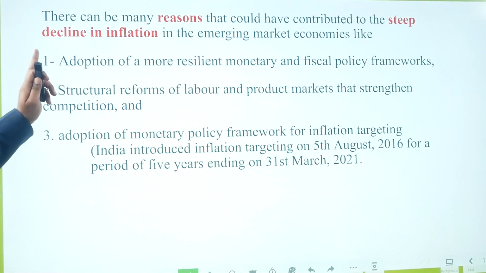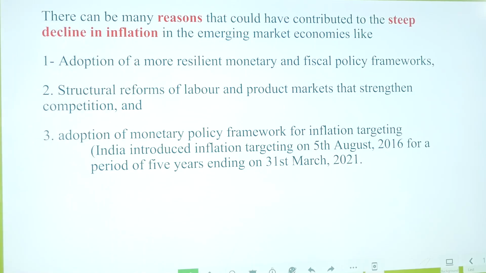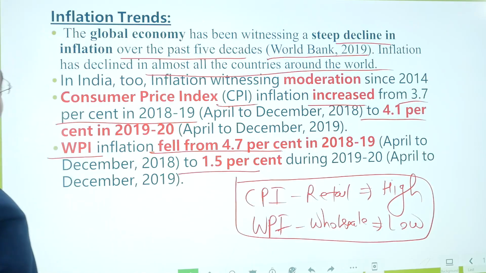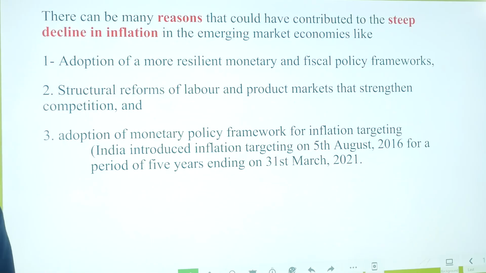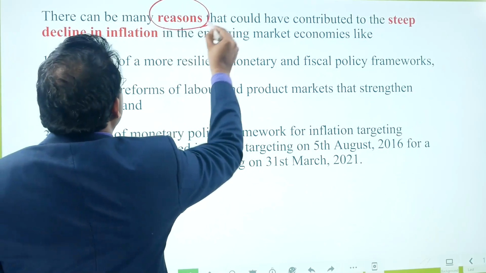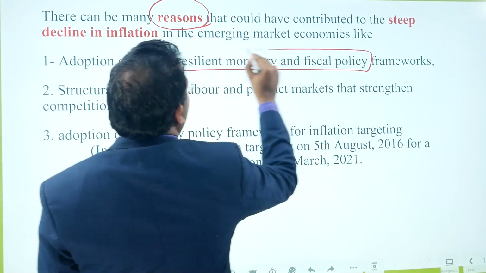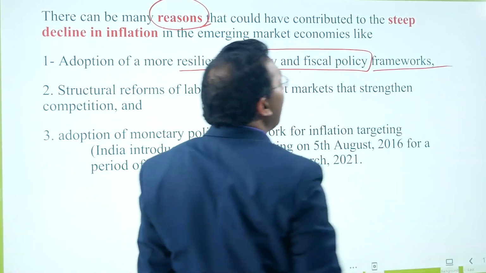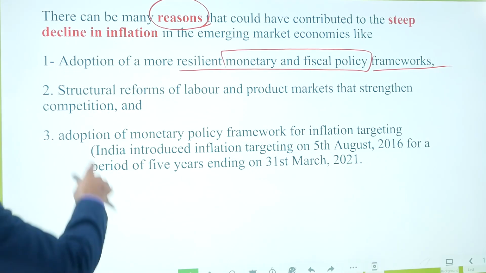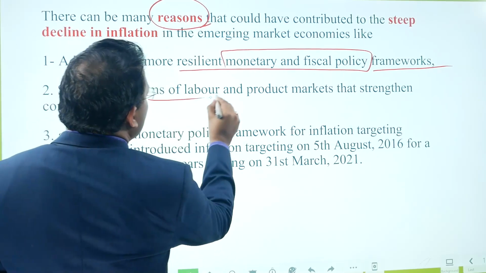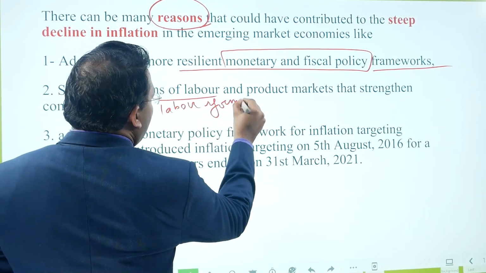Now, there can be many reasons that could have contributed to the steep decline in inflation in the emerging market economies. So we discussed that the inflation is coming down, right? So what are the reasons for that? The first reason can be adoption of more resilient monetary and fiscal policy framework. Now governments are becoming more aware. They are implementing the policies which benefit the prices. Structural reforms of labor, right? So in India itself, we are coming up with the labor reforms in the form of 4 labor codes, right?